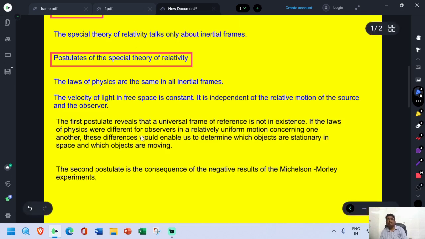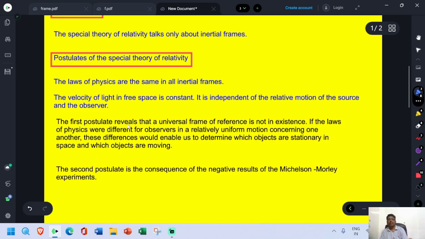The first postulate reveals that a universal frame of reference is not in existence. If the laws of physics are different for observers in a relatively uniform motion concerning one another, which means that one frame is at rest and another one frame is moving with the constant velocity, these differences would enable us to determine which objects are stationary in space and which objects are moving.